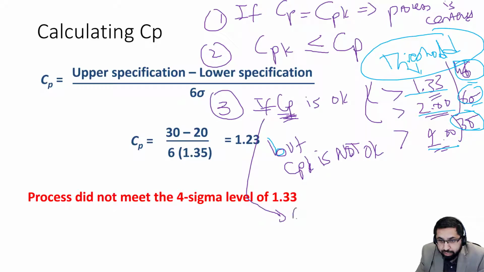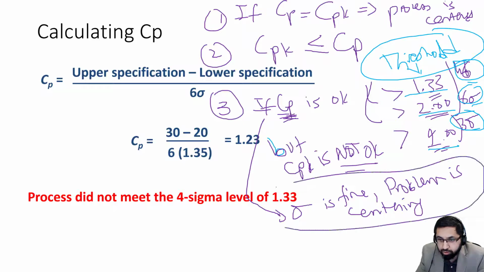CP is telling you that the sigma, the process variation, is fine, and CPK is not okay, so the problem must be centering. Problem is centering. So this is an easy thing to resolve. You can just recenter the process. Usually recentering is not difficult. You just have to adjust the machines or the ingredients that go in, things like that.